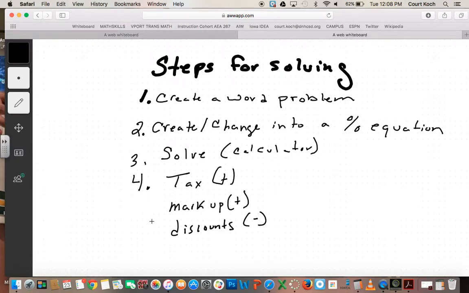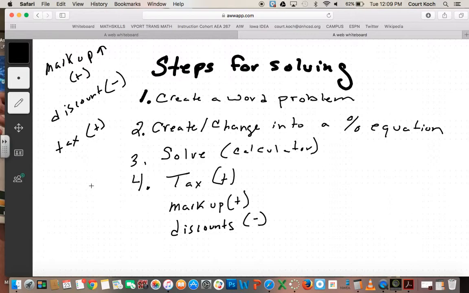So this is kind of a quick 4-step guide to how I would solve for markup. Remember, markup is a price added so that a store can make money. Discount, you get money back, so that's why we subtract. And tax, nobody likes a tax because that's money extra you have to pay, so that's why we add.